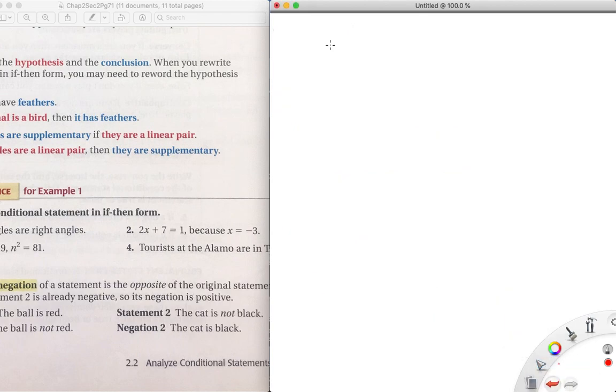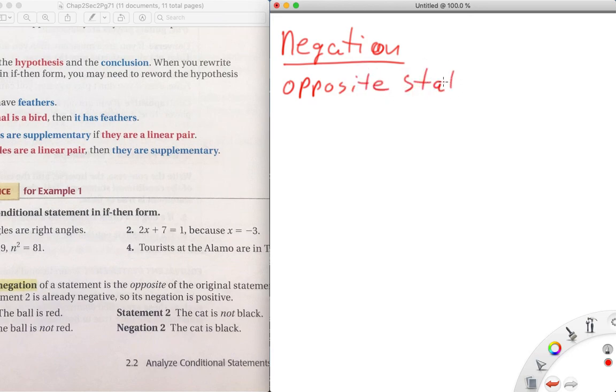So when we think about negation, we think about an opposite statement. So it's an opposite statement to the original statement.